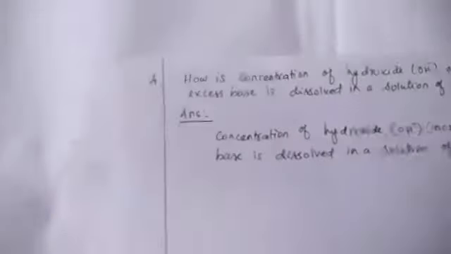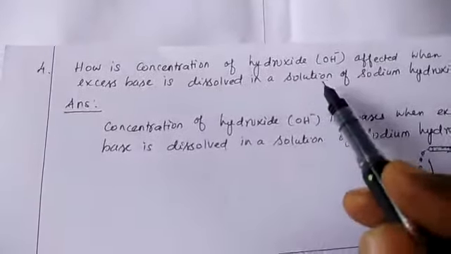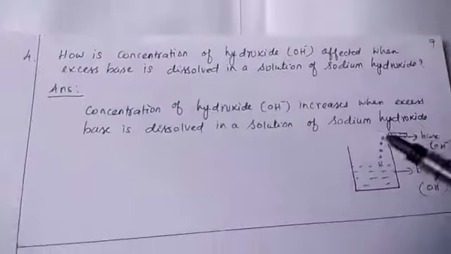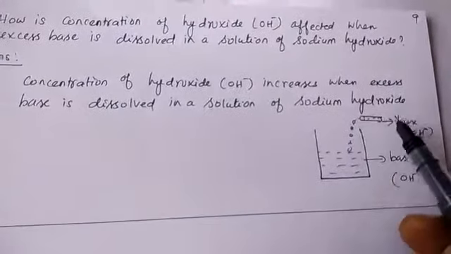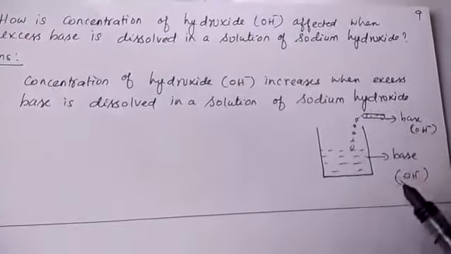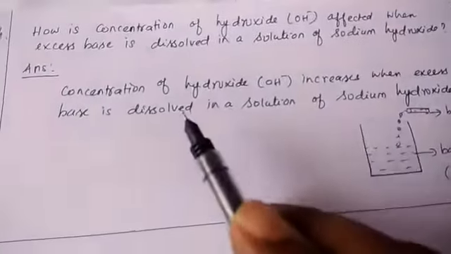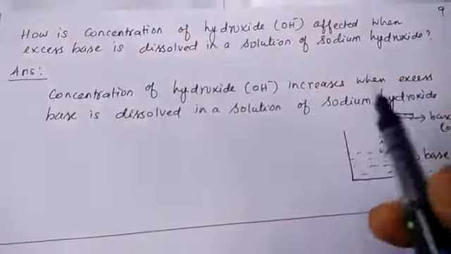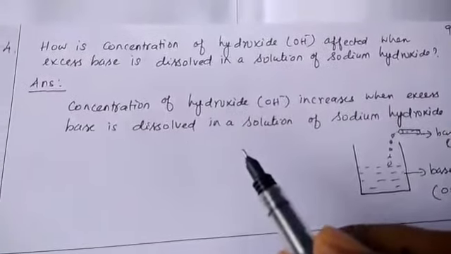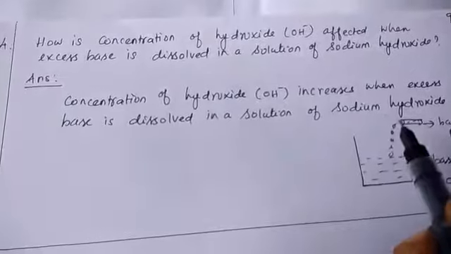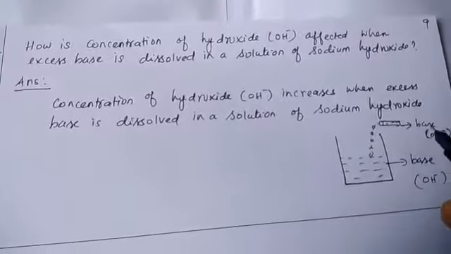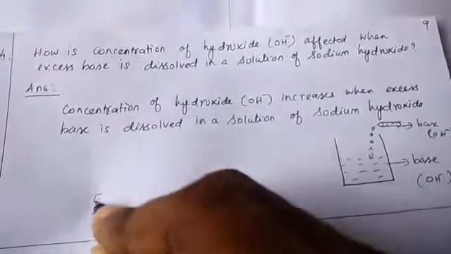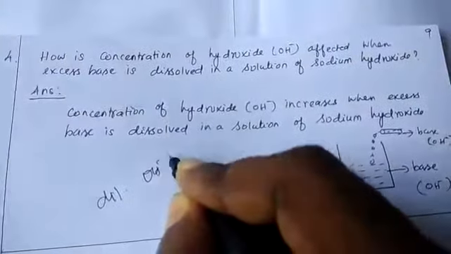Next, fourth question. How is the concentration of OH minus ion affected when excess base is added? Now you see the beaker where base is present. You add extra base solution. So the OH minus ion concentration increases. The concentration of hydroxide ion increases when excess base is added, that is, extra base is added to the sodium hydroxide solution. But if you add water instead of base, the OH minus concentration decreases by dilution.